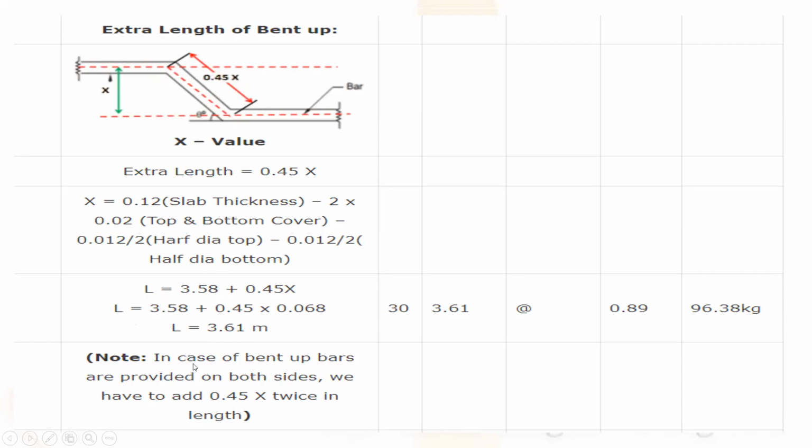Please take a note. In case the bent up bars are provided on both the sides, we have to add 0.45 into twice the length.